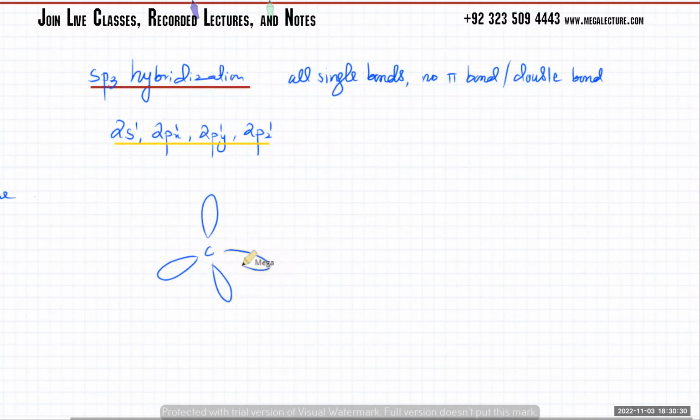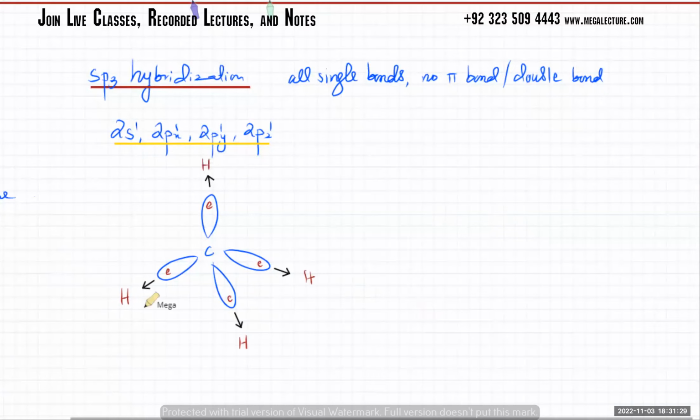So carbon has 4 electrons, one electron in each one of these orbitals. And each one of these orbitals is getting pulled towards 4 different atoms. Who are those atoms? There could be hydrogen atoms. There could be any atoms as long as carbon is making 4 bonds. So there might be a hydrogen atom pulling that electron, then another hydrogen atom, another one, and another one.